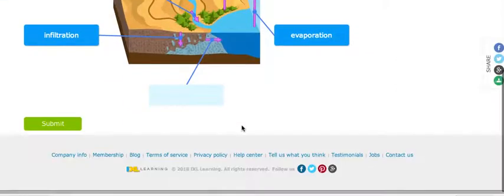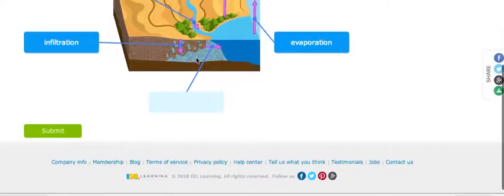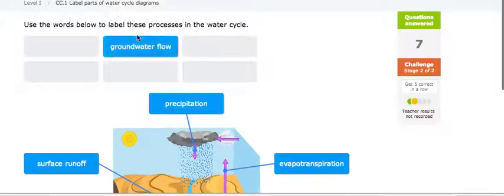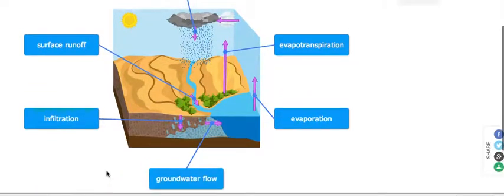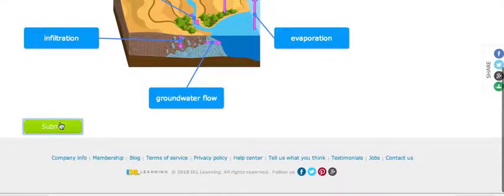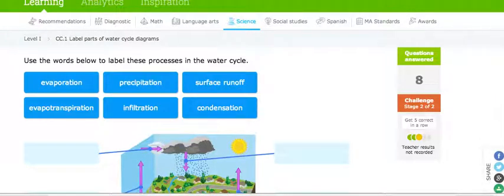Okay. So that's this one right here, and that is going sideways, flowing into the water from that underground river. So I know that is groundwater flow. So this is going to go down here, and now we'll see if Miss Adam got it right. Awesome. Okay, your turn. So it's level I, CC1.